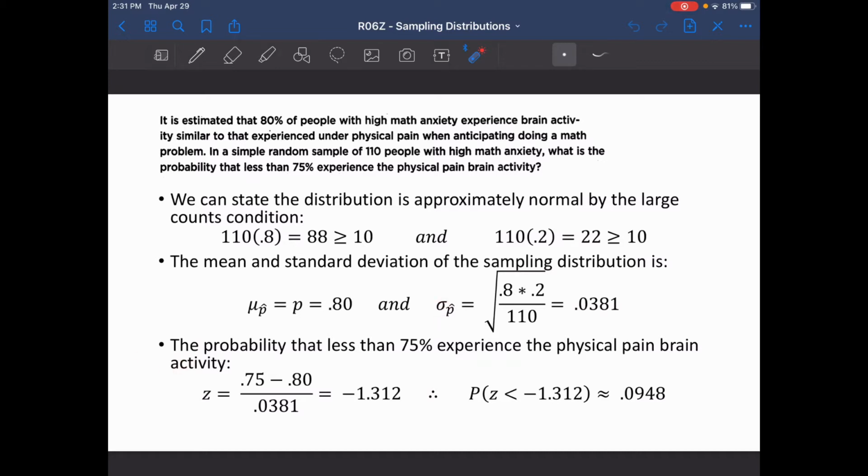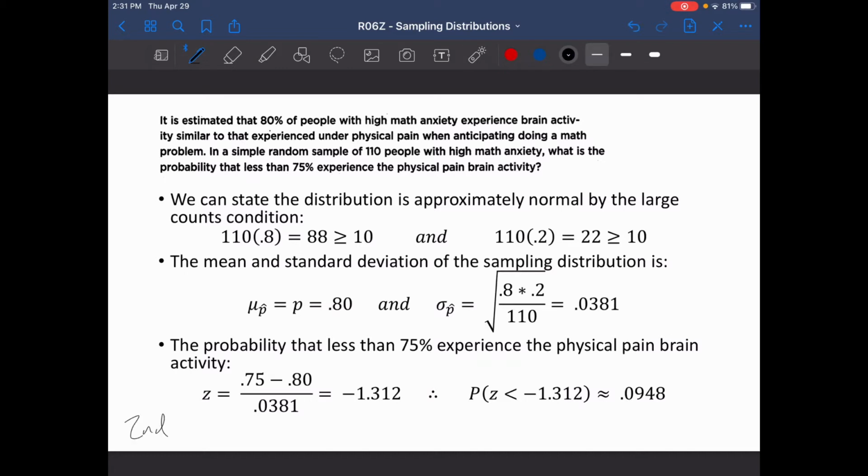From there, we want to figure out the probability that less than 75% experience the physical pain brain activity, and we can do that a couple ways. First, we can figure out our z-score, which is going to be the proportion that we're figuring out, which is 75%, minus the population proportion, which is 0.8, divided by the standard deviation, which gives us a z-score of negative 1.312. Then we would find the p-value, or the proportion, when z is less than that, which would give us this value right here.